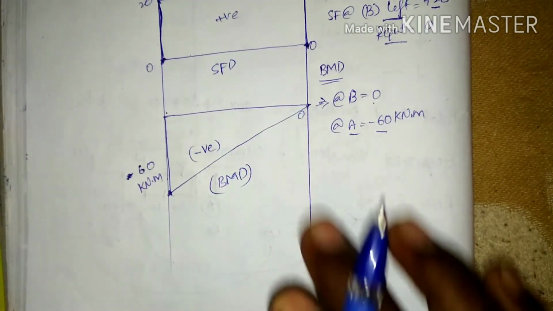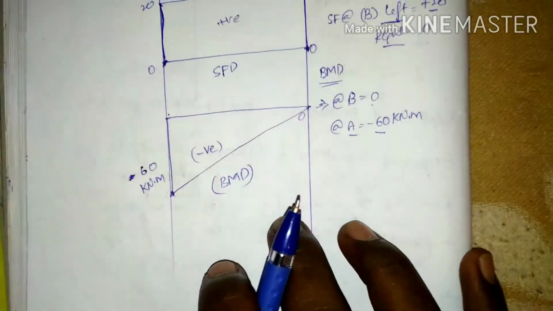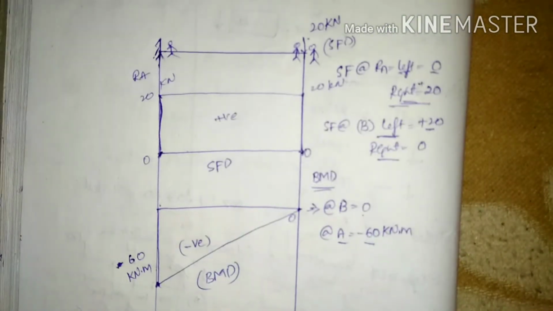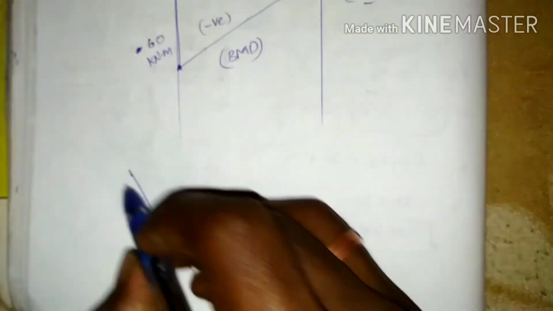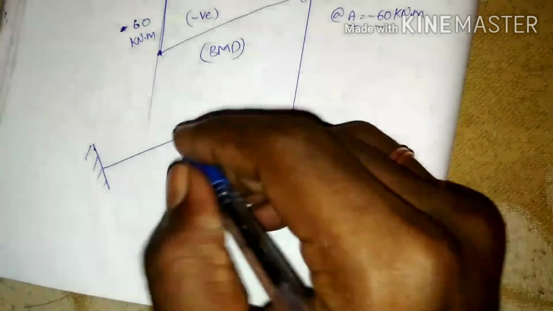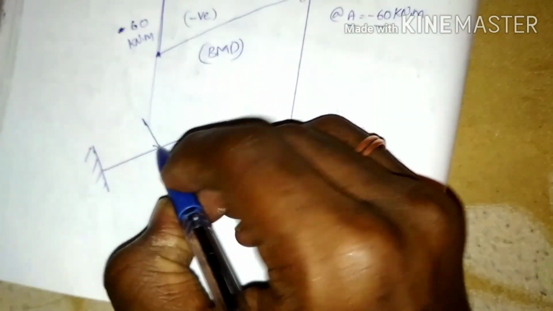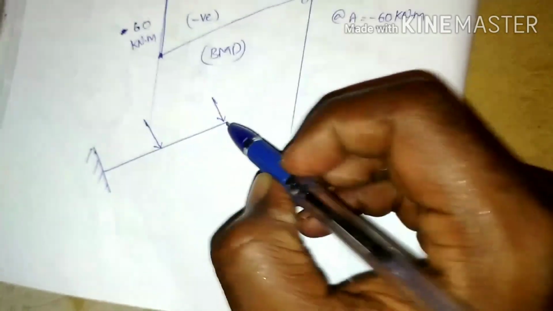Very simple to draw the shear force diagram and bending moment diagram with the procedure and calculations. Tomorrow we are going to see another problem, a cantilever beam having 2 point loads, one at the free end and one at the midspan.